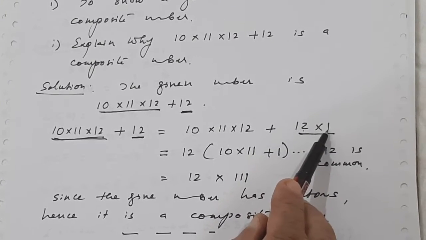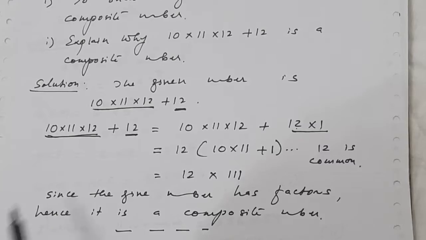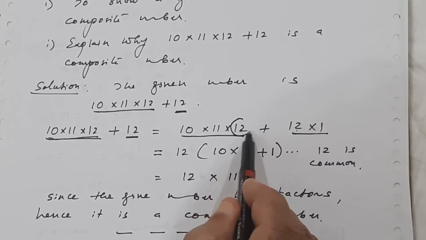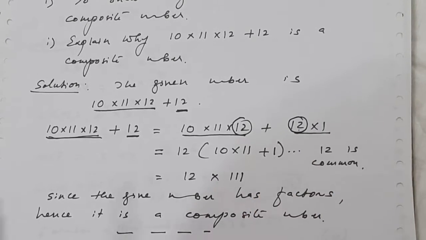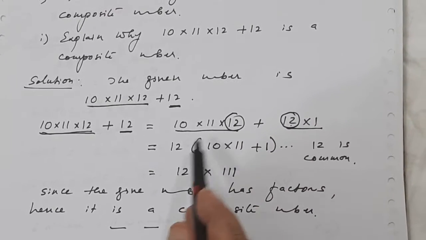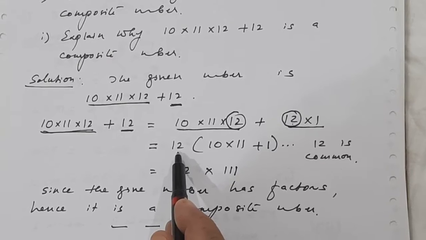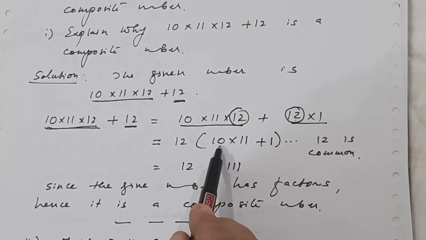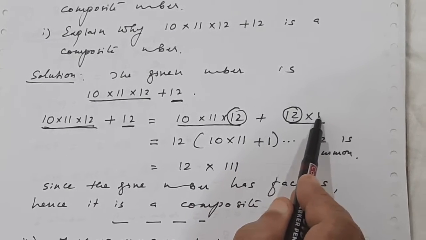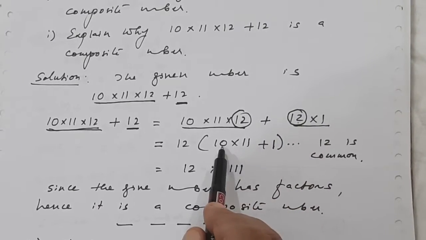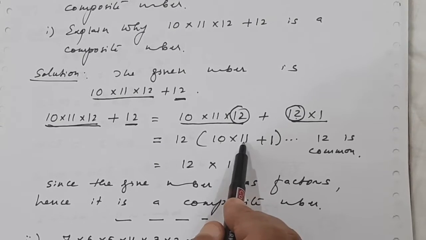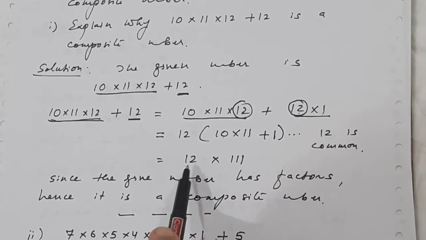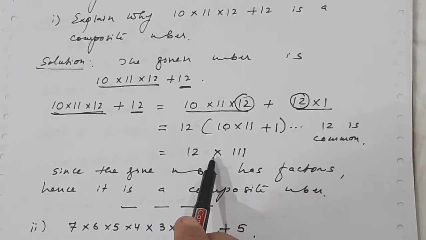You know that 1 is always a multiple. Now you see that from these two terms 12 is common. So I have taken 12 common. What is left over here? 10 into 11, plus what is left over here? 1. So 10 into 11 is 110, 110 plus 1 is 111. You can multiply, but there is no need to multiply.